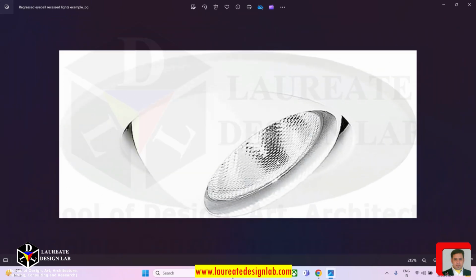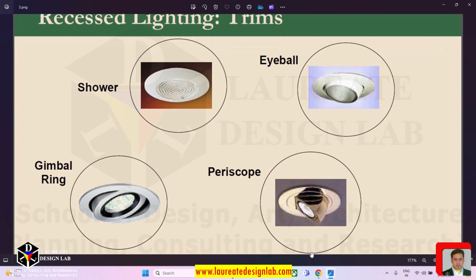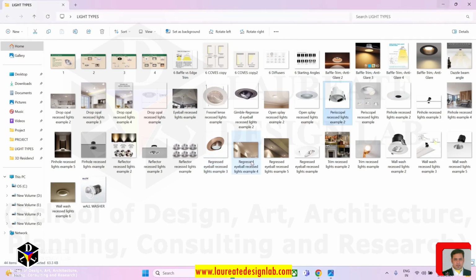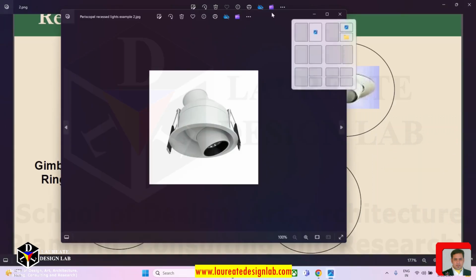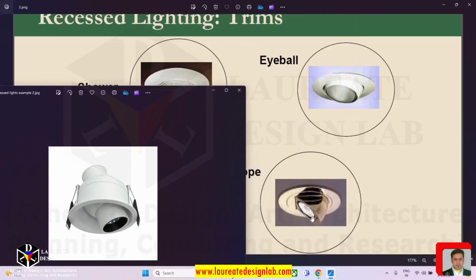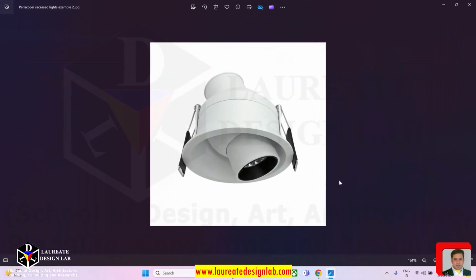This is again another example of recessed eyeball recessed light. After gimbal, we will go to periscope. This type of light is called periscope. You can see it here. This is how the periscope looks.